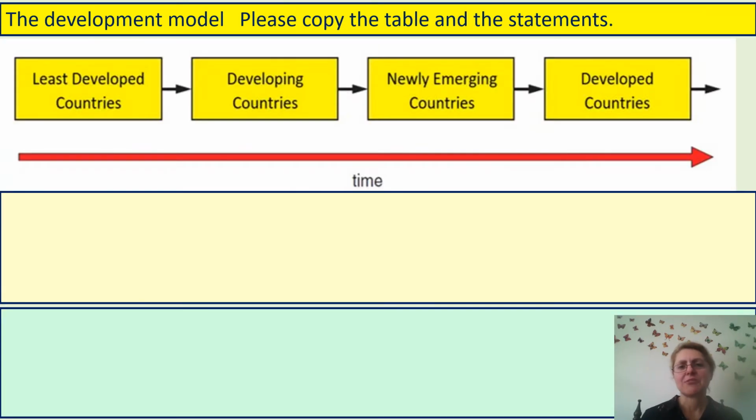So how do we categorise or group these countries? Let's first use the HDI measurement to think about which countries fit the development. So we can place Somalia in the least developed country, Haiti in developing countries, Russia in newly emerging economies, and the USA in developed. Press pause now and copy the table with the countries.